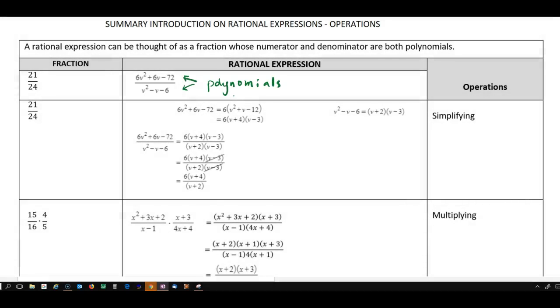In simplifying a rational expression, we follow the same model as simplifying fractions. In 21 over 24, we factor the numerator as 7 times 3 and the denominator as 8 times 3, and then cancel common factors. It works the same way with rational expressions.